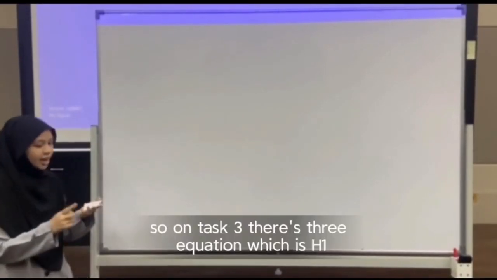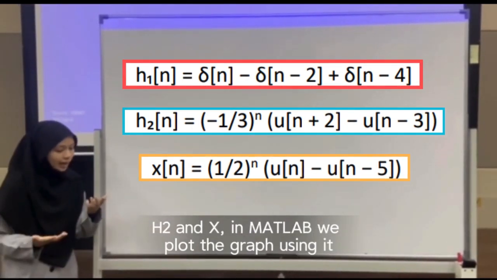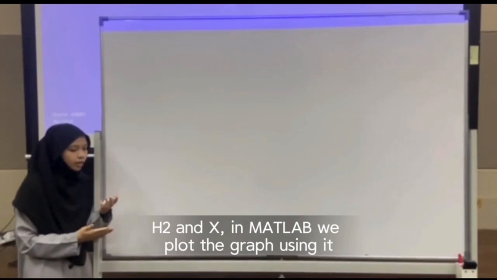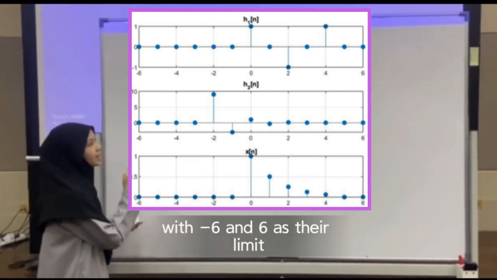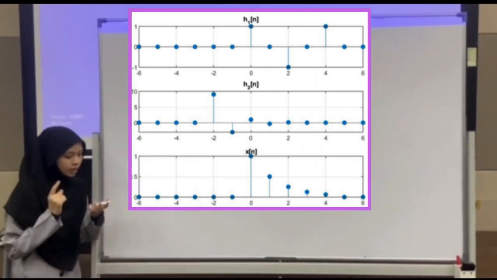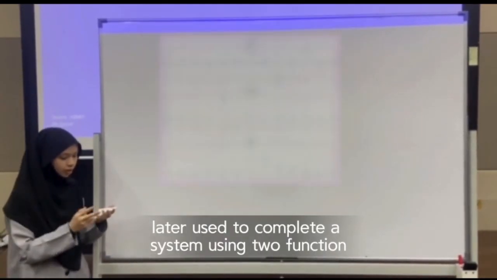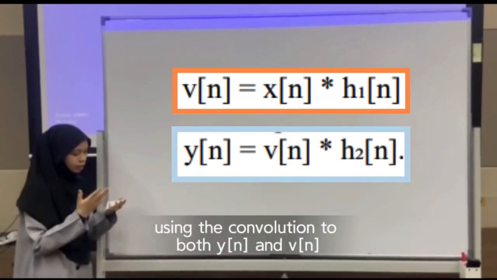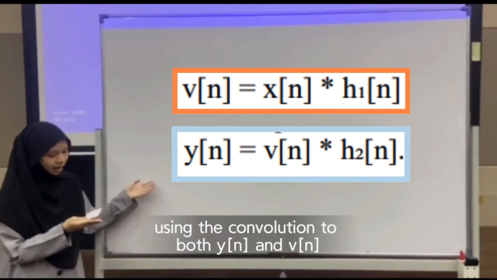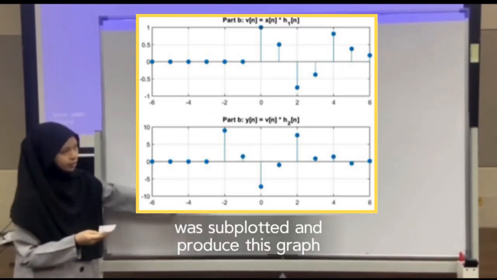So on task 3, there are 3 equations, which are h1, h2, and x. In MATLAB, we plot the graph using them, producing a discrete-value graph with a standard function with negative x and their limit. Those graphs were later used to complete the system using two functions, b[n] and y[n]. We use the convolution to work out y[n] and b[n], which were subplotted and produced this graph.